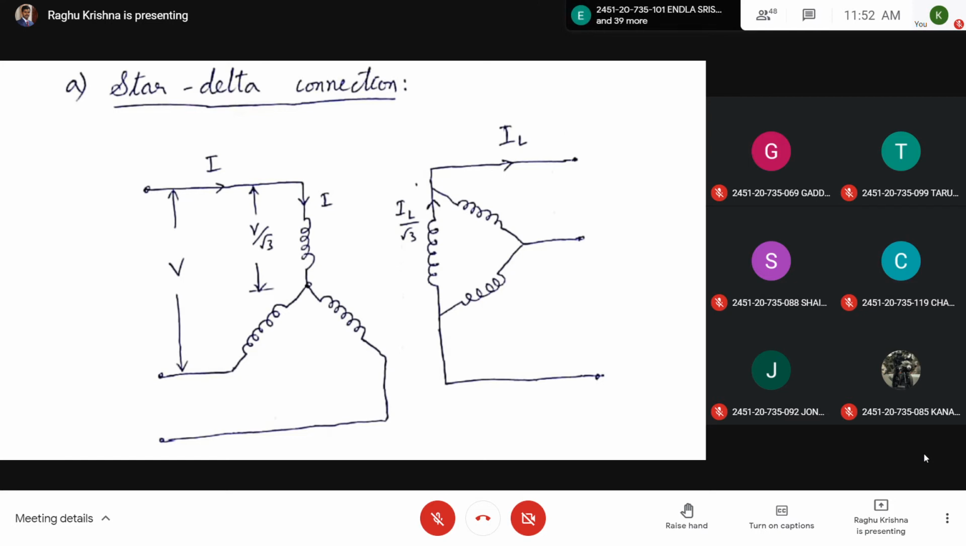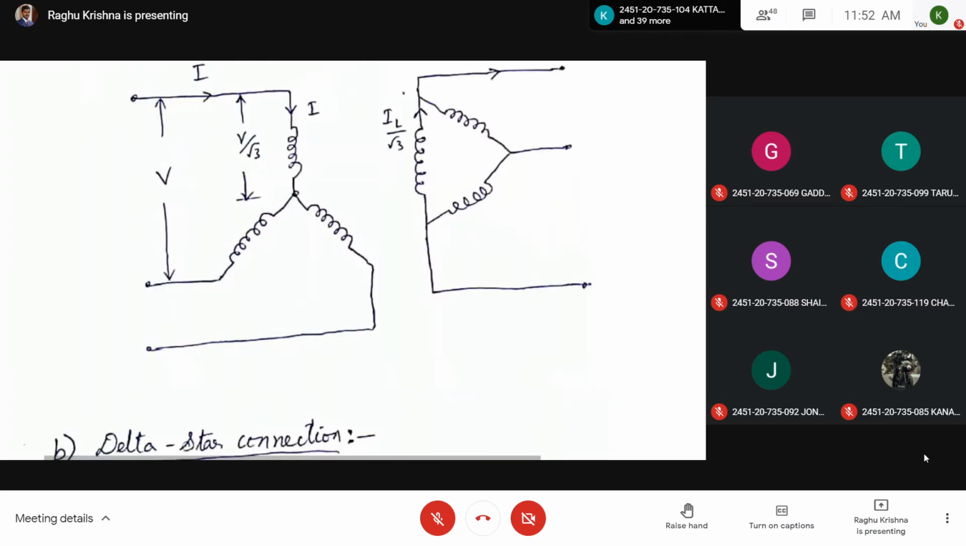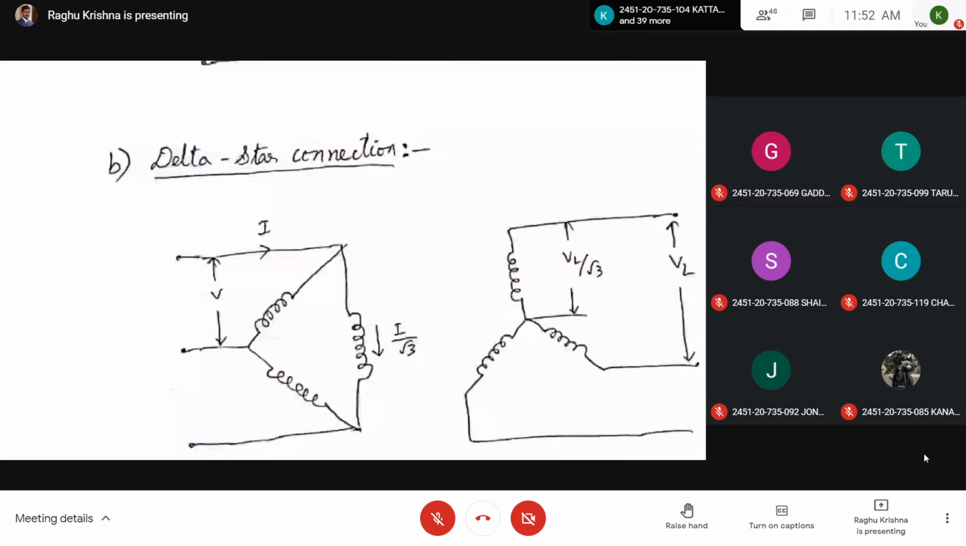So in the lab, you are going to verify this one. Phase voltages, line voltages in a star system, phase currents and line currents in a delta system. So next, delta star connection.